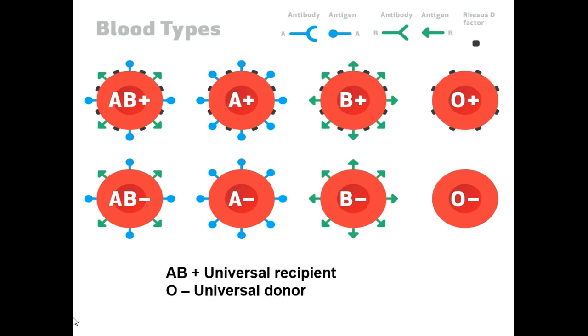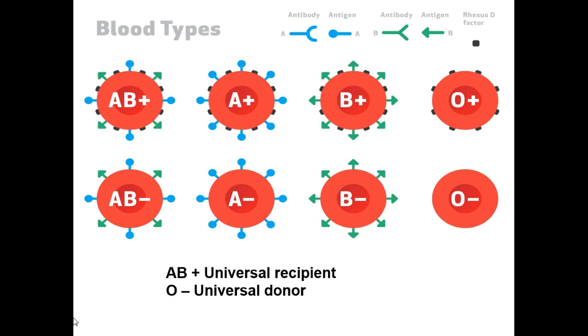And those surface proteins that are coded by our genetics are what give us our blood type. So if you have A surface proteins, you have type A. If you have A surface proteins plus D, which is the Rh factor, you have A positive blood. If you have A and B type proteins on the surface of your red blood cell, you have AB.